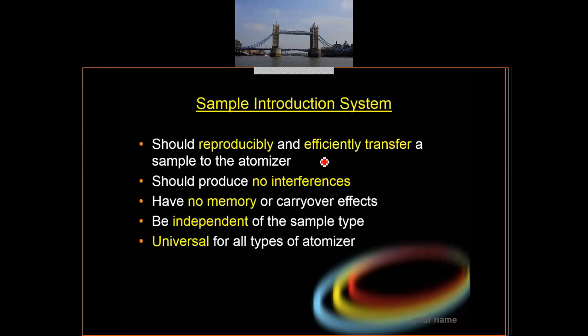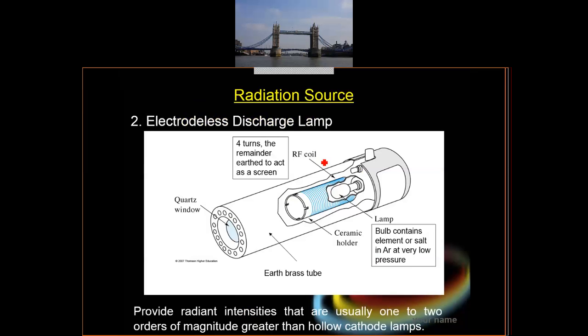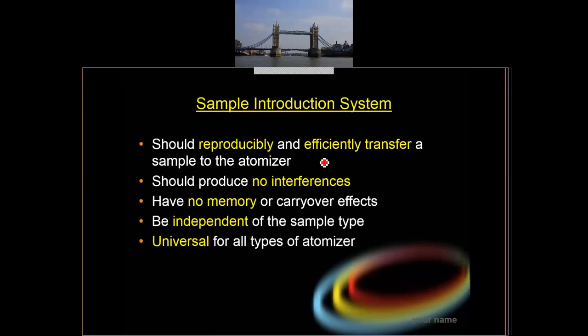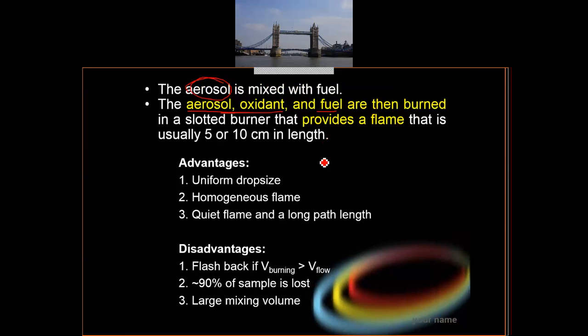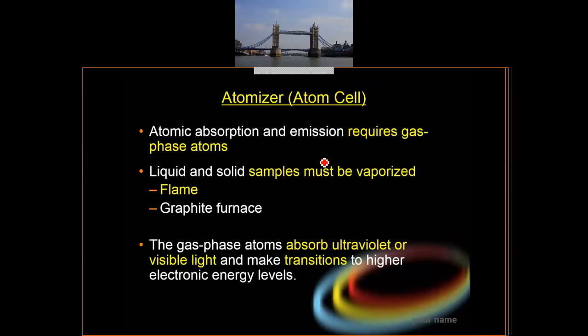So we have looked at the first one, the radiation source, and then we go to the sample introduction system. Then this is the third one, the atomizer. The atomizer will burn all those aerosol plus fuel plus oxidant and make it into a smaller form of element, ion. Everything has to be burned. If they cannot be burned, they cannot be measured. Or if they burn until there's nothing left, they also cannot be measured.